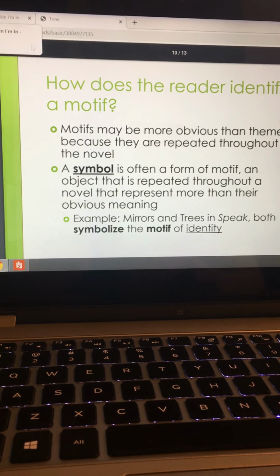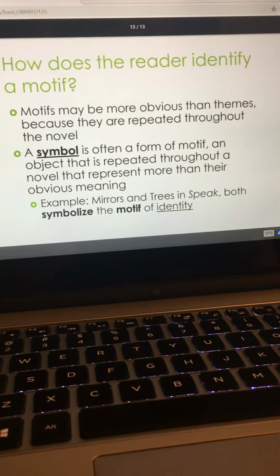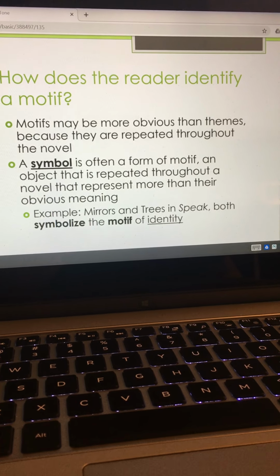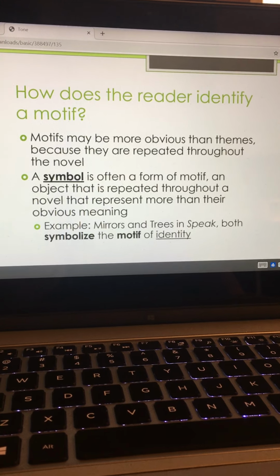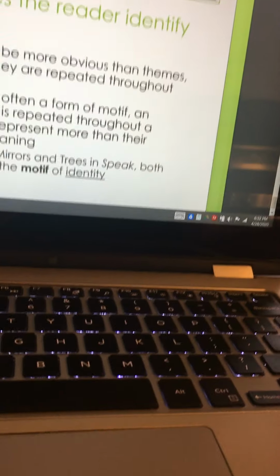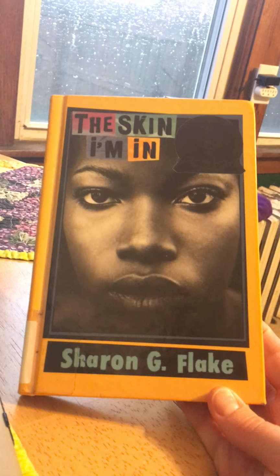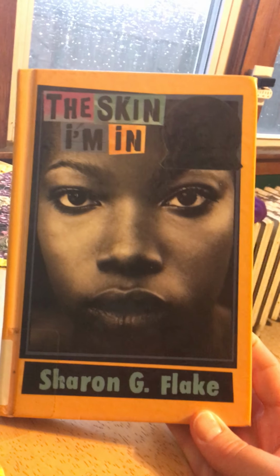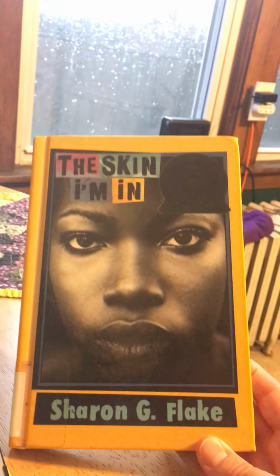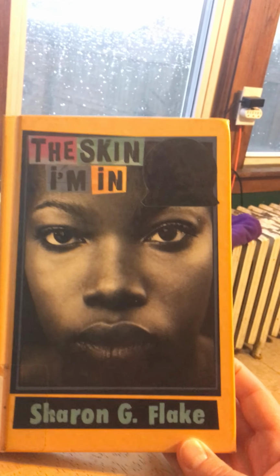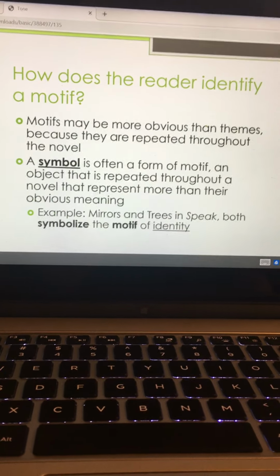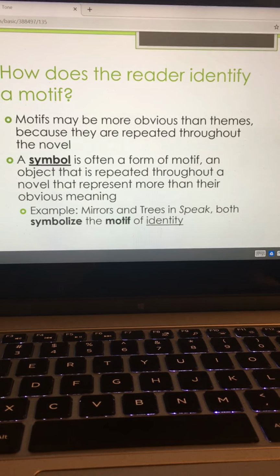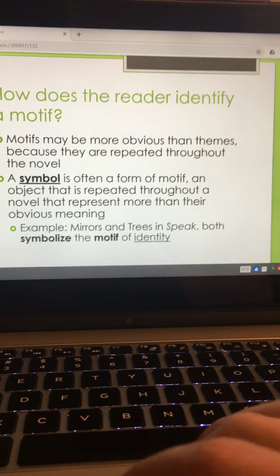So in The Skin I'm In, the book is called The Skin I'm In. So we know that appearance and your looks are something that the author is going to talk about in our book. Even when I look at the cover of the book, and you have this on the PDF version as well, like the text version on the computer, you see someone's face really big, a close-up right on the front. That's just another way the author's showing us that appearances are going to be a motif in this book. They're going to be something that comes up all throughout this book.